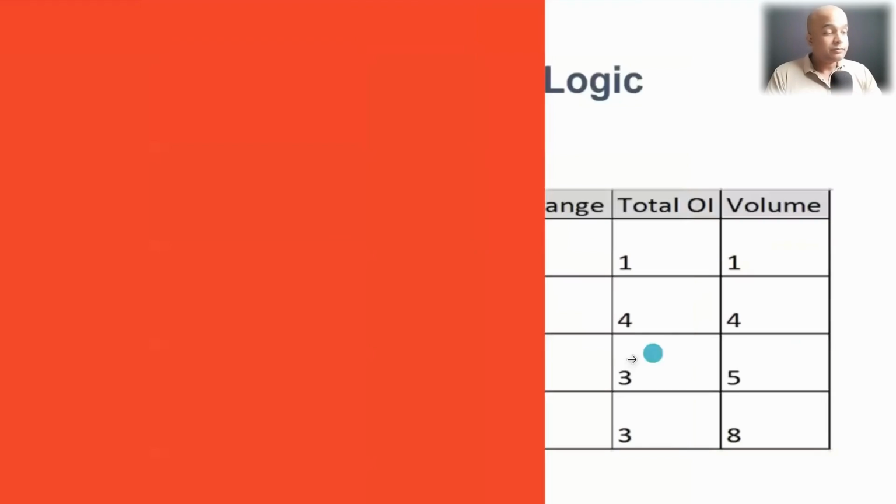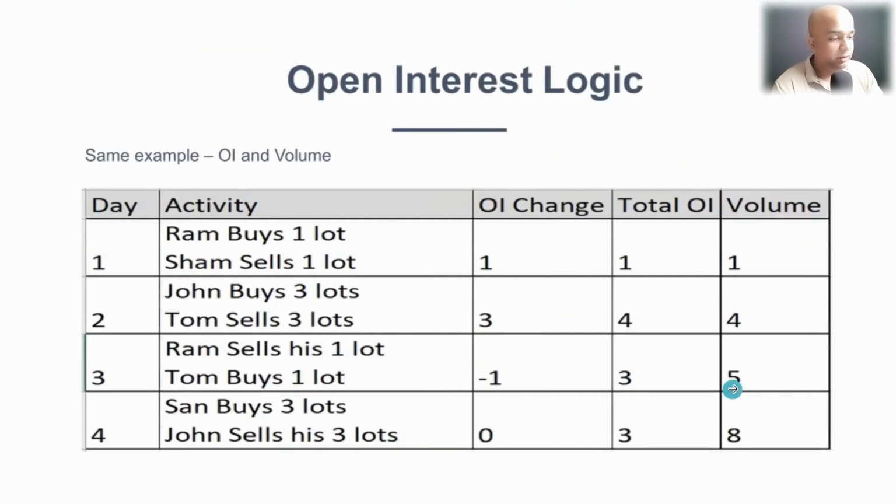Okay. See, if you apply a volume criteria to the same example for 4 days, at the end of the third day, OI will be 3, whereas volume will be 8. So in this way, volume can mislead us. Let me take one simple example.